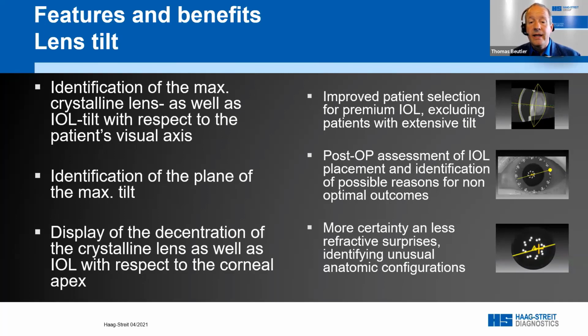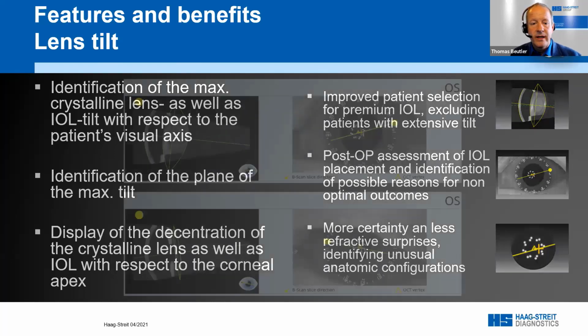We display the B scan of the maximum tilt. We display also where this maximum tilt is in the upfront image of the eye. And you can see the decentration of the lens and also of an implant as compared to the apex on the cornea.